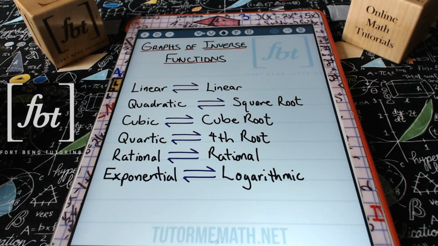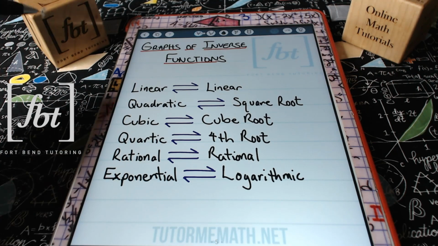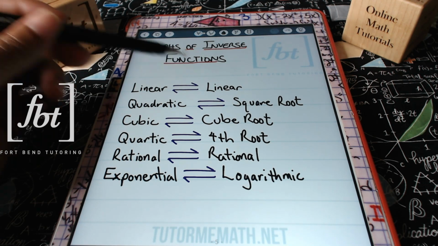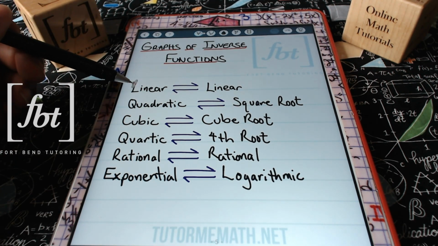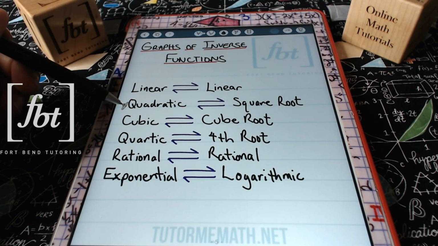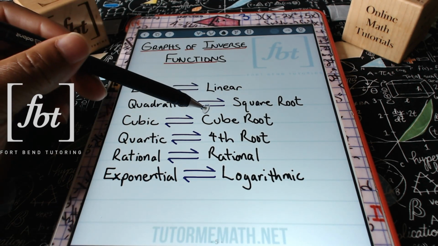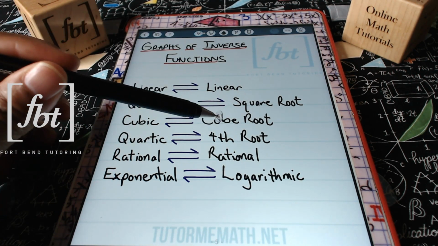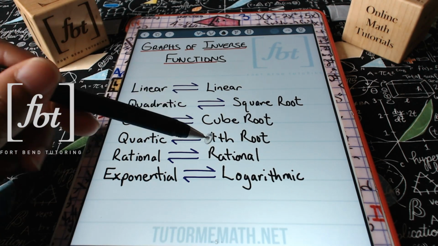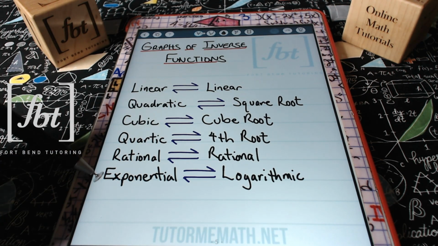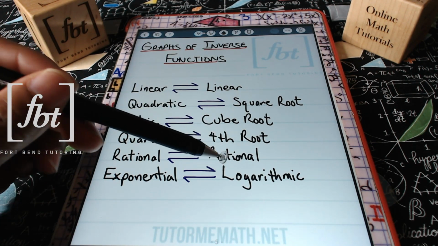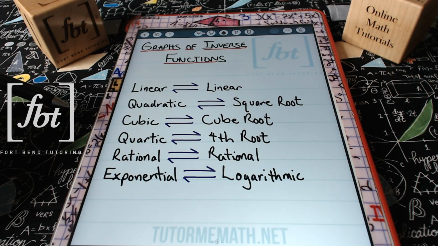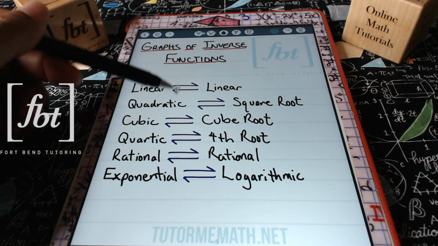Good to know. The graphs of inverse functions. If you start out with a linear function, then its inverse function will also be a linear function. If you begin with a quadratic function, its inverse function will be a square root function. A cubic function's inverse will be a cube root function. A quartic function's inverse will be a fourth root function, and the inverse of a rational function will be a rational function. The inverse of an exponential function is a logarithmic function. So it's good to know that when starting out with any of these functions, its inverse will be in the forms you see notated here.